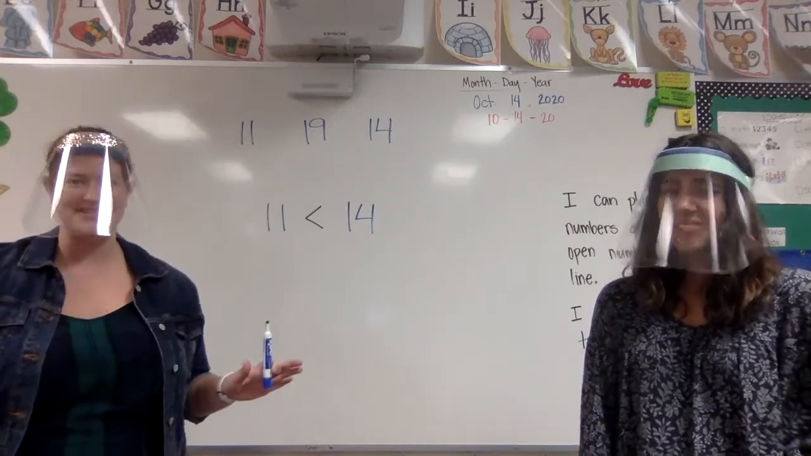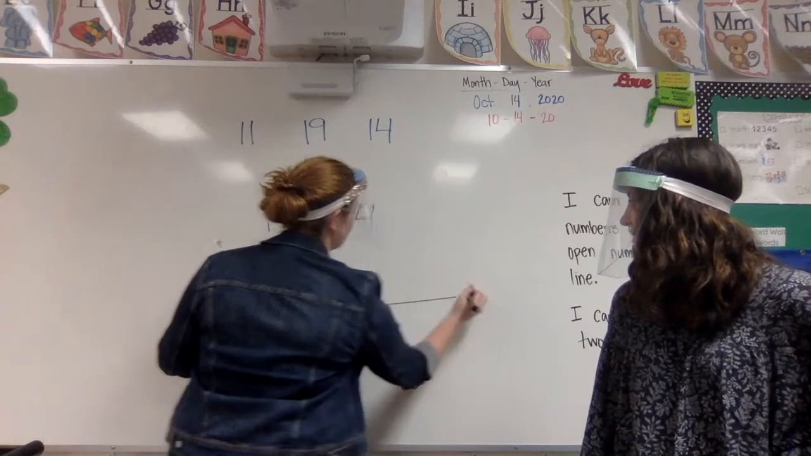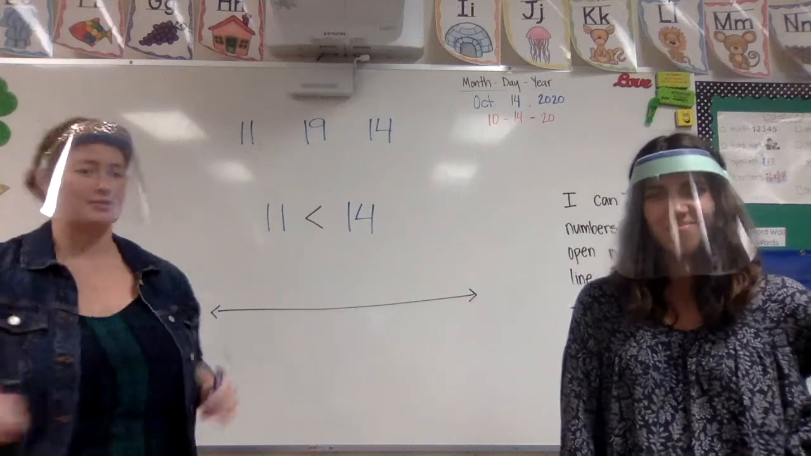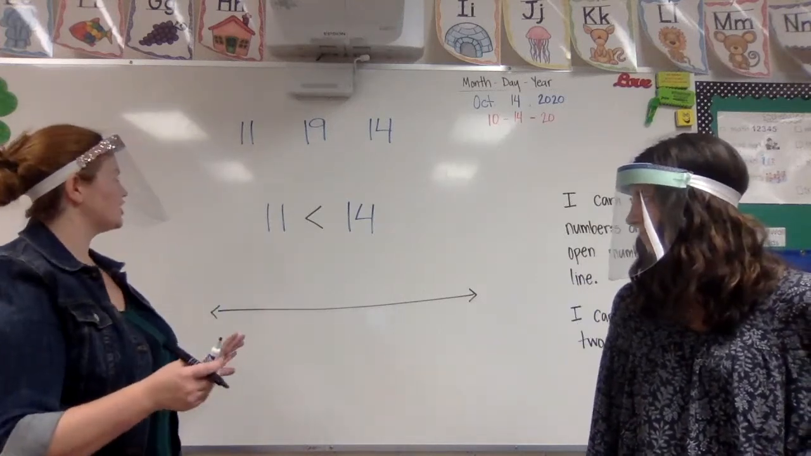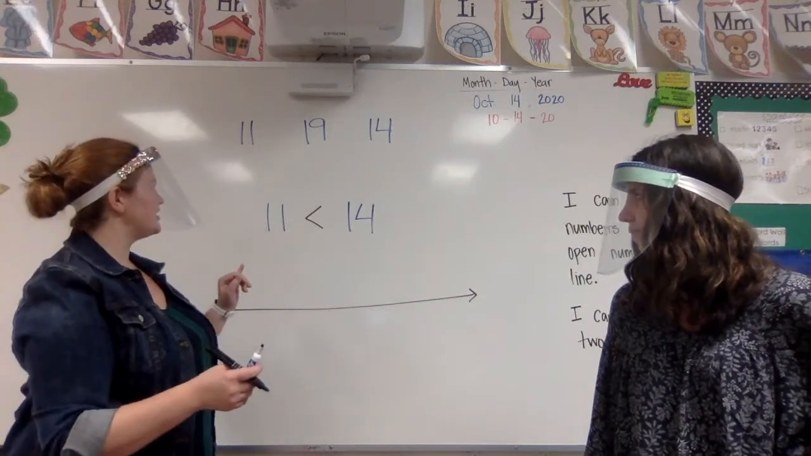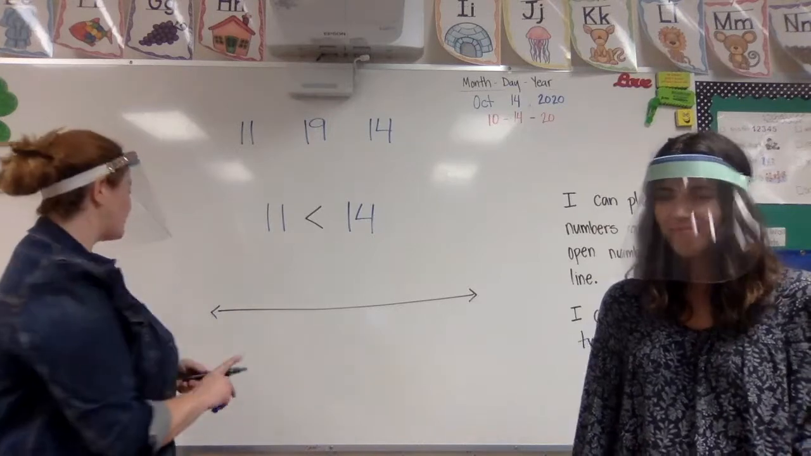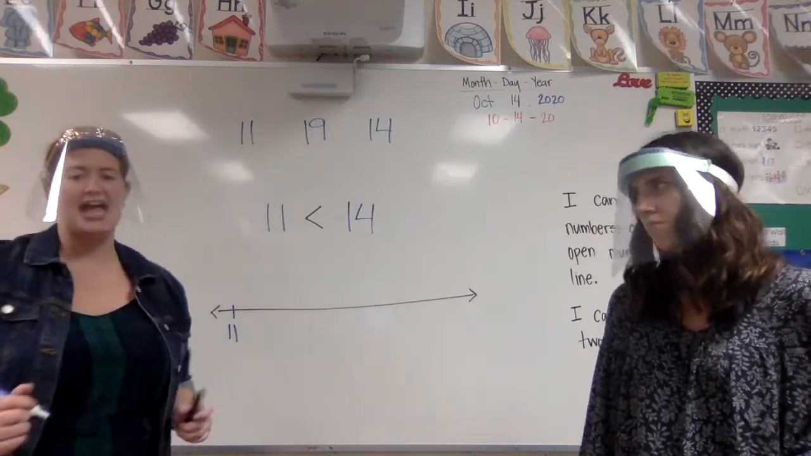Okay, I think I'm ready to put these on a number line. All right, Miss Lime. Here's my number line. My arrow's showing that it's going to keep going even if my numbers don't. Okay, my least number has to go first. Let's see, 11 is less than 14. And it's also less than 19, so it is going to be my first number. So I'm going to put 11 all the way down at this end.